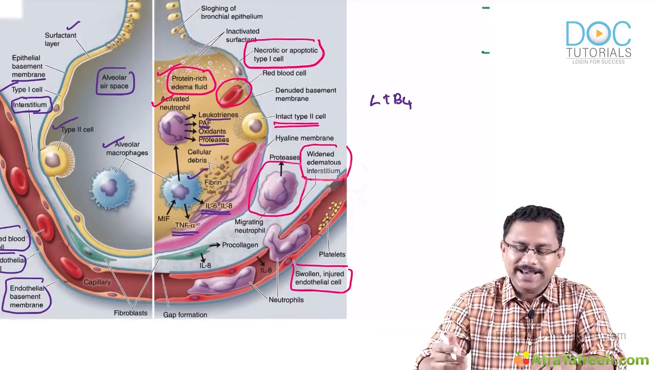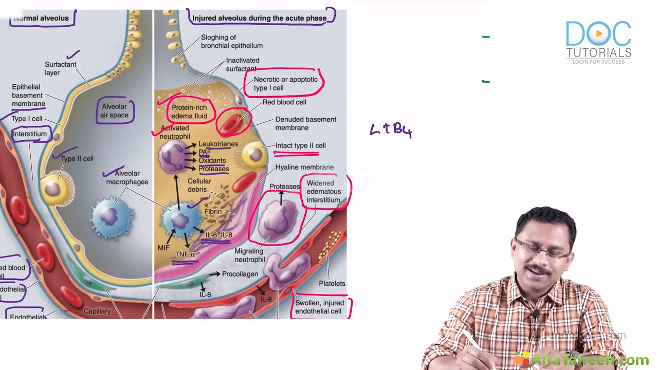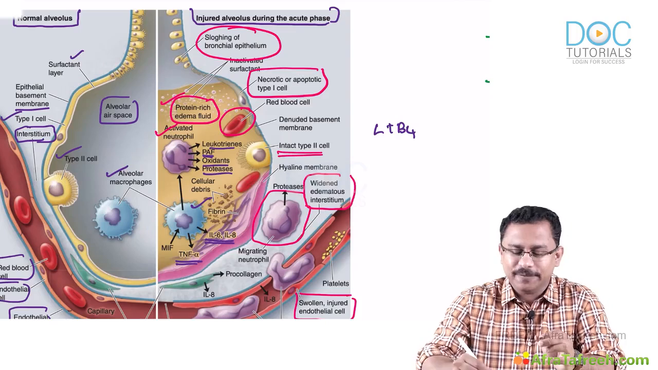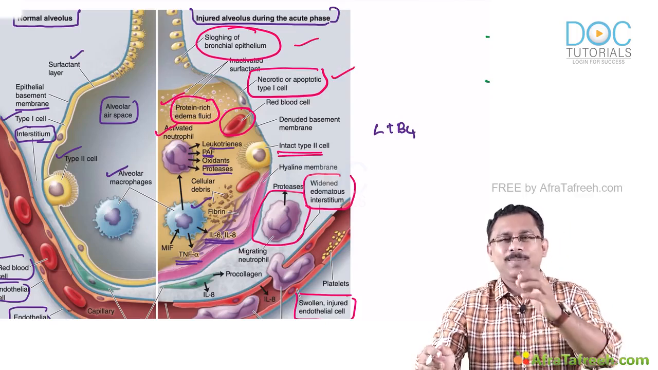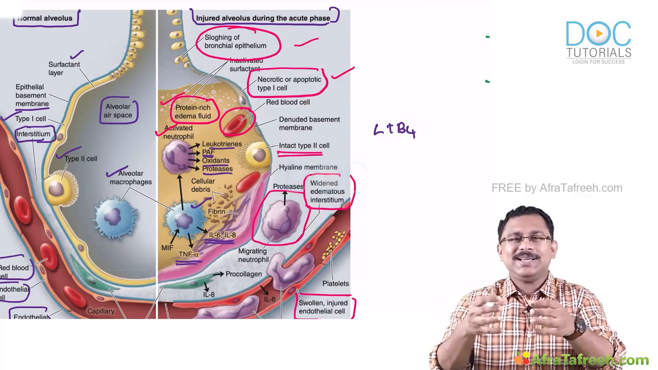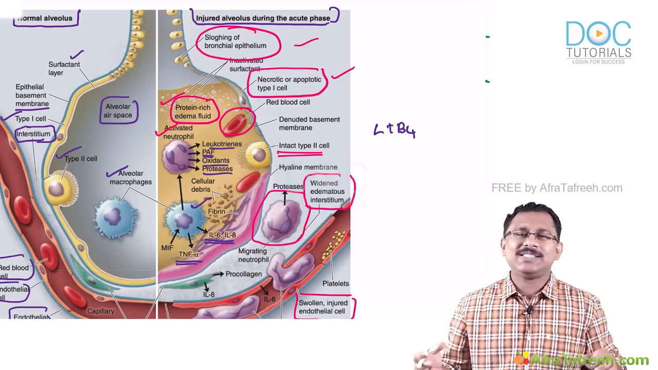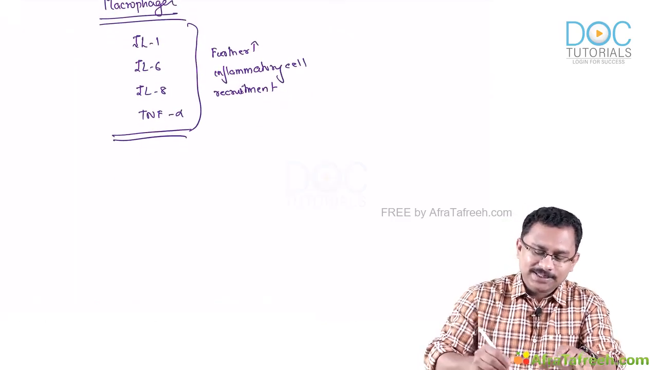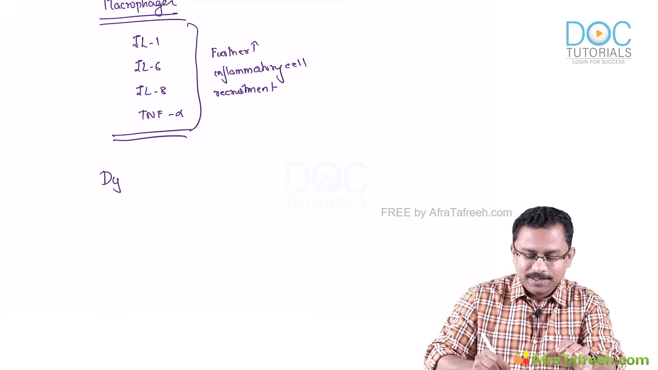And what results is that in addition to the epithelial injury, which can be in the form of bronchial epithelial sloughing, necrotic type 1 epithelial cells, in addition to this, there can be a dysfunction of the surfactant as well. You will get a dysfunction of the surfactant.